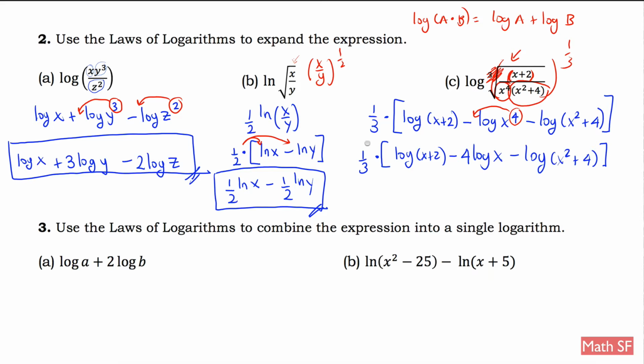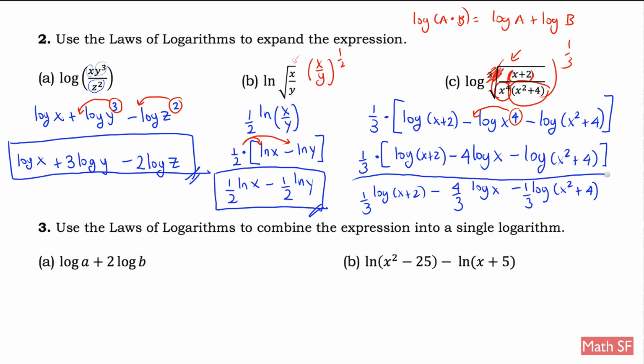Now with this 1/3, I'm going to distribute it to each of them. So we're going to have 1/3 log of x plus 2 minus 4/3 log of x minus 1/3 log of x squared plus 4. All of this, from here to here, should be your answer. This is how we're going to be expanding all of the logarithms.